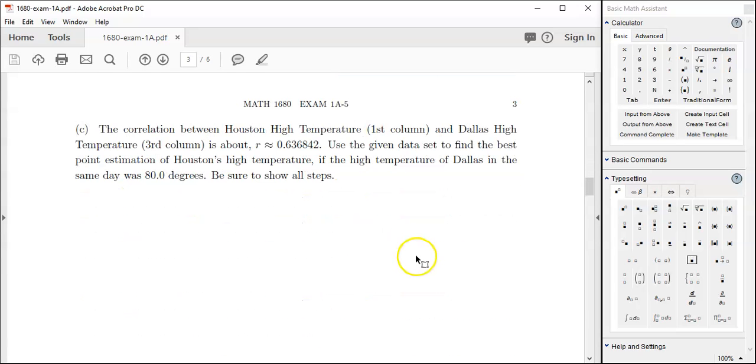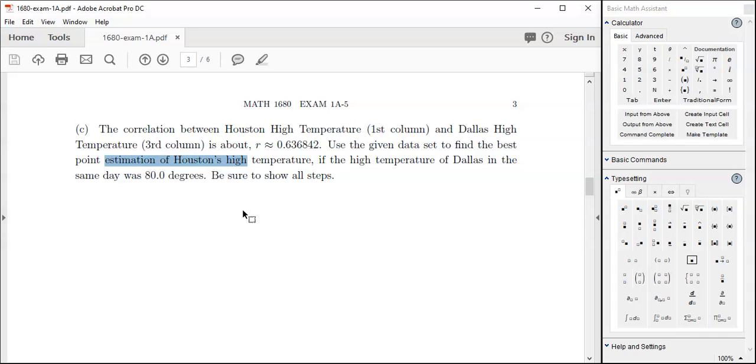Now, finally, we have a regression problem. The correlation between Houston high and Dallas high is about 0.636 something. I didn't ask you to find out this R value. That'll be really time consuming and you don't have enough time for that during the exam. It's given. And now use this given data set to find the best point estimate of Houston's high temperature if the high temperature of Dallas in the same day was 80 degrees. That's the problem. You're going to find out the estimation of Houston high.